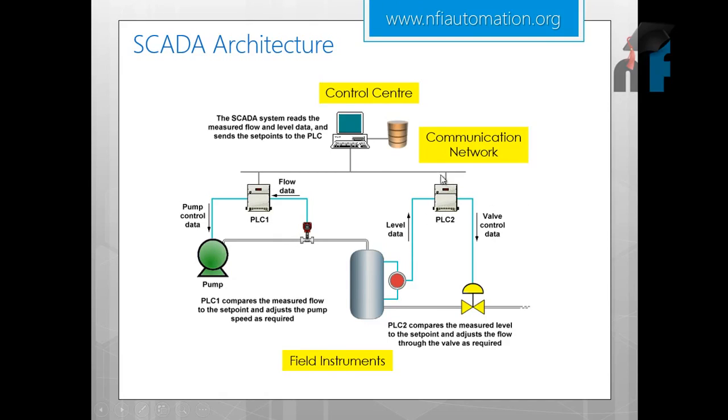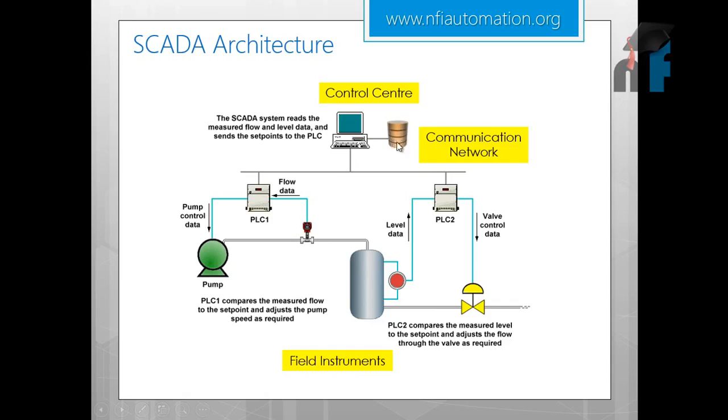Now this PLC is connected, it could be by some Ethernet or Modbus, to a computer system which is having a SCADA software inside. So this PC can read what is happening in the field. So this is the field. That's the communication network. And this is the controlling and data acquiring center.